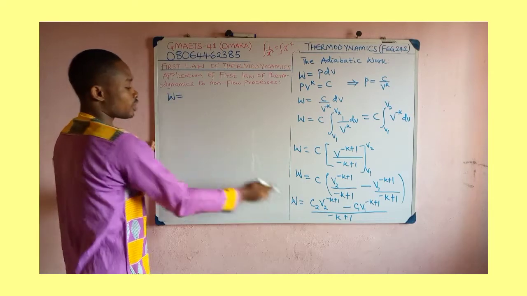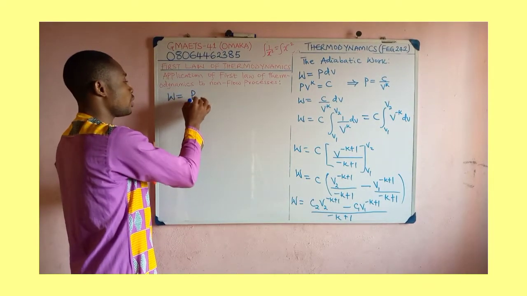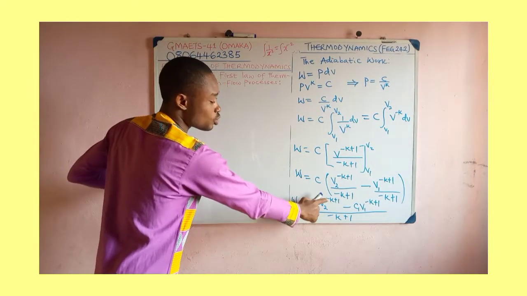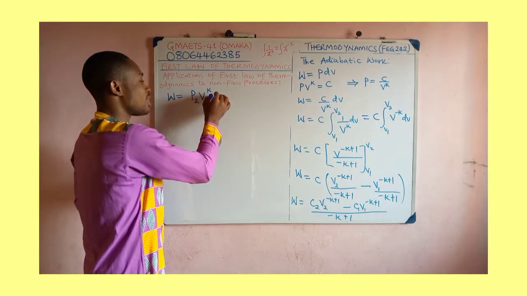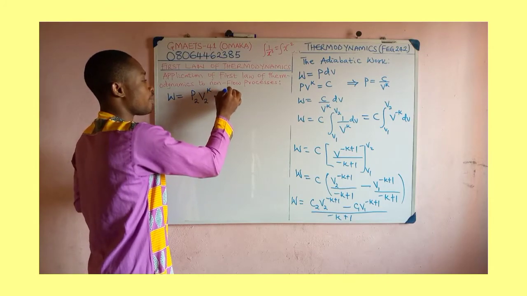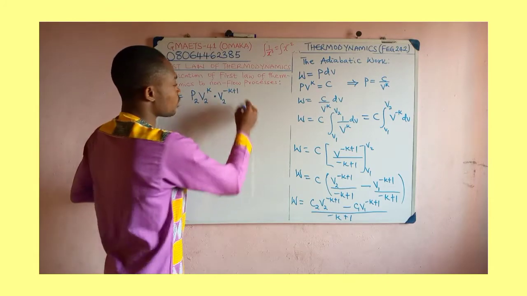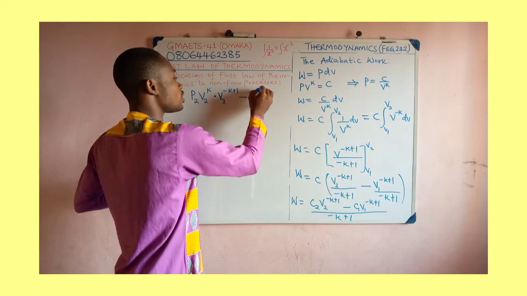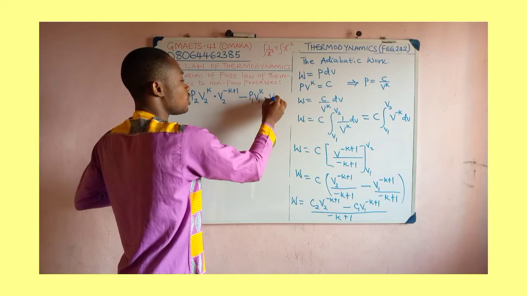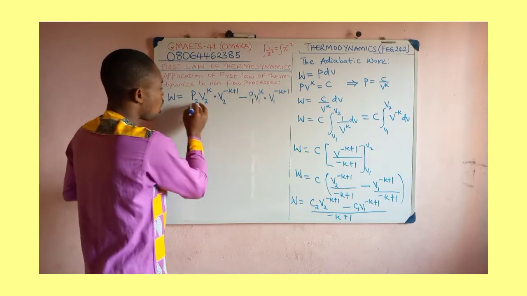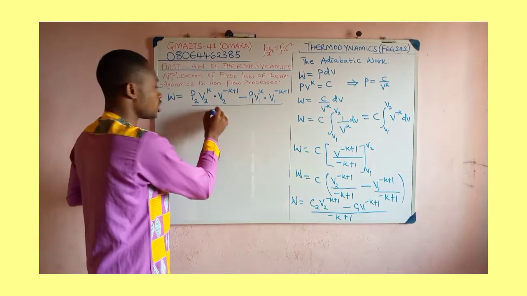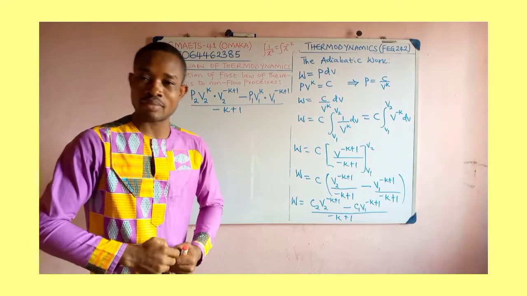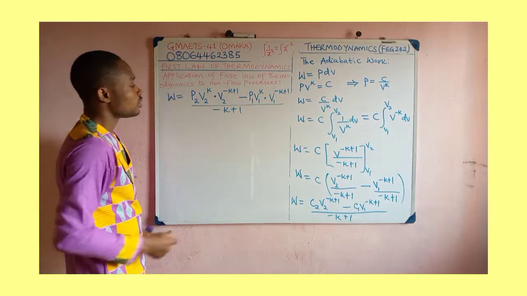Our W will now give us, for this C2, I'll substitute P2 times V2 raised to power K. Take note that it is multiplied by V2 raised to minus K plus 1. So I'll now say times V2 raised to power minus K plus 1. Then I'll subtract C1, which will now go as P1 V1 raised to power K, multiplied by V1 raised to power minus K plus 1, all over the denominator, which is minus K plus 1. Take note, minus K plus 1 is the same as 1 minus K, because I'm going to rearrange it in the next step.